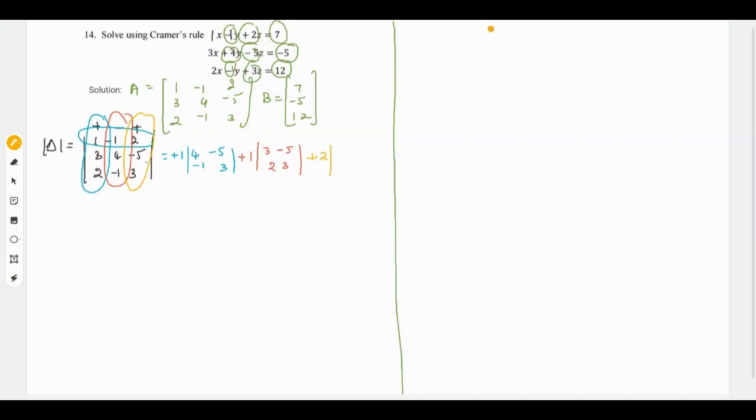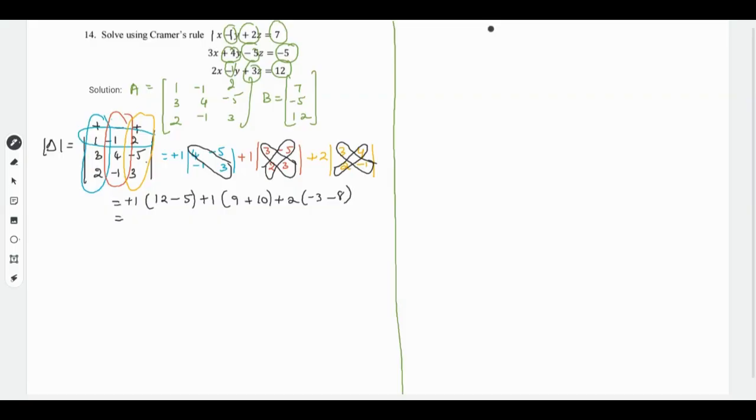If you leave that row and column, we get 3 4 2 minus 1. So simplifying this part, we get plus 1 into cross multiplication you should do, 4 3s are 12, minus into minus will become plus, 5 1s are 5, then plus 1, then cross multiply again, 3 3s are 9, minus of minus become plus, 5 2s are 10, then plus 2, then it will be 1 3s are 3, it will be minus 3, minus 4 2s are 8, it will be minus 8.